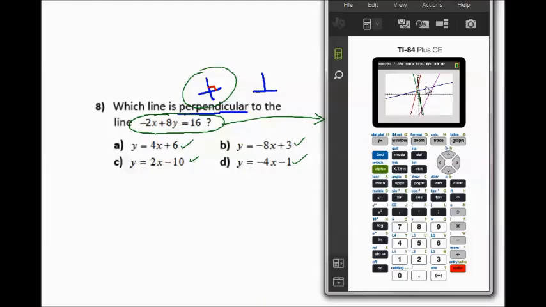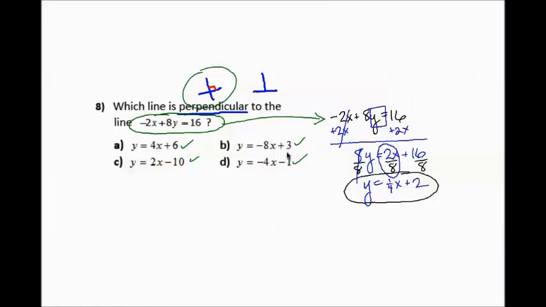So once all the graphs are drawn correctly, you can see that the one line that looks exactly perpendicular to the blue line is the green line. So when you go back, that was actually the last one down. Option D. So option D would be our answer.